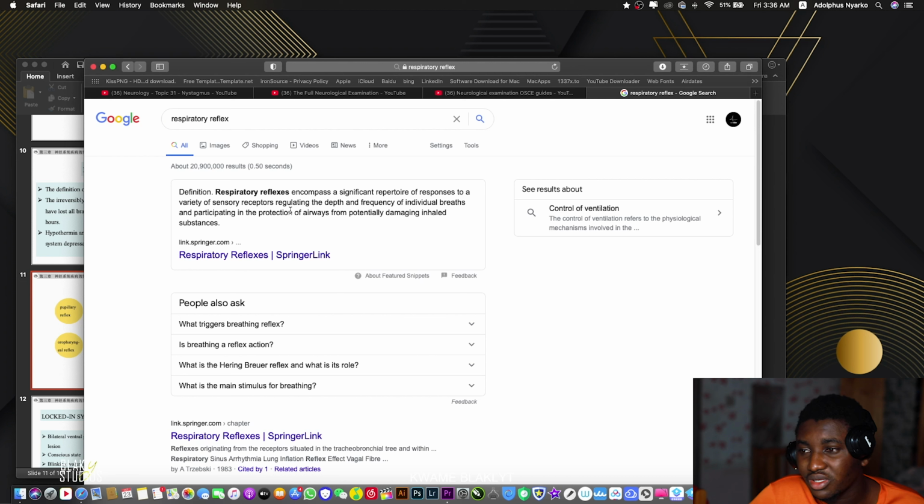Respiratory reflexes encompass a significant repertoire of responses to a variety of sensory receptors, regulating the depth and frequency of individual breaths and participating in the protection of airways from potentially damaging inhaled substances. It doesn't make sense.